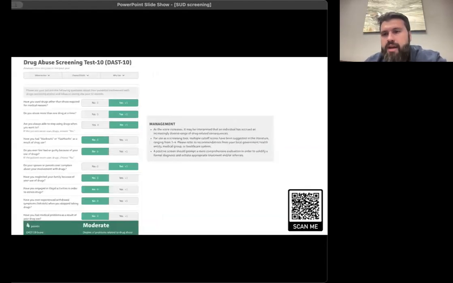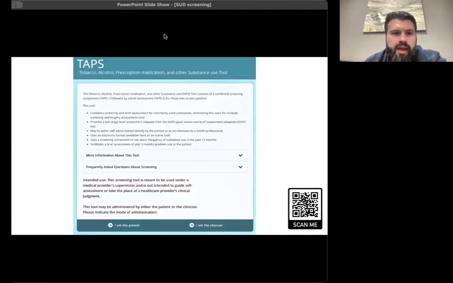If somebody did test positive on the single screener for drug use, the recommendation would be to use the DAST-10, which again is these 10 different questions here. Based on that, you would have recommendations as well. Again, you can scan these QR codes, and you can find them on MDCalc as well too. All right, and then, sorry about that.